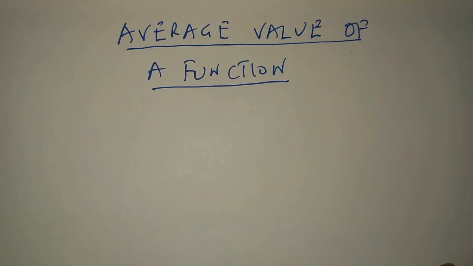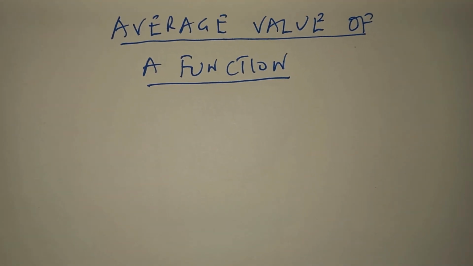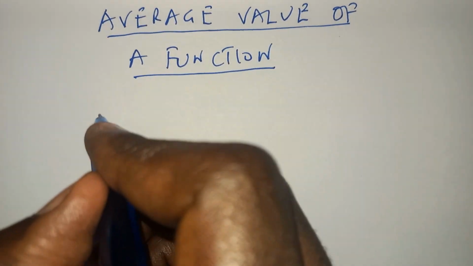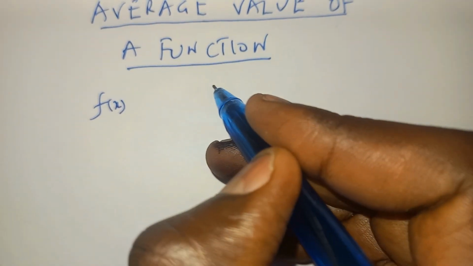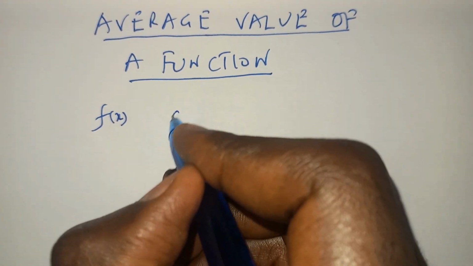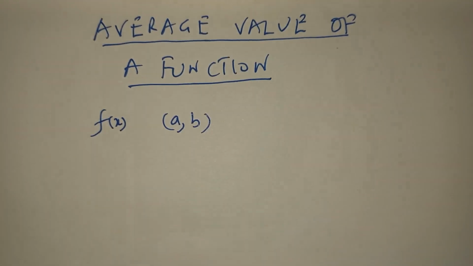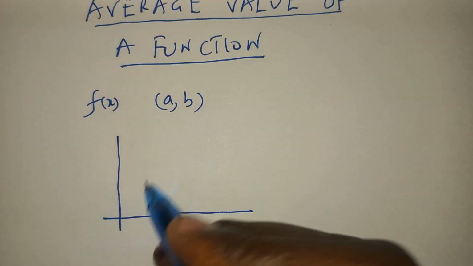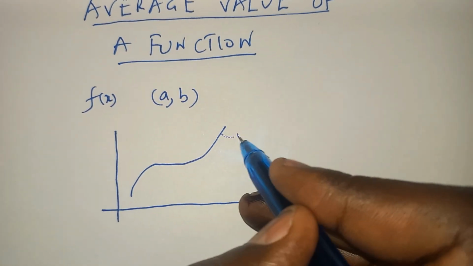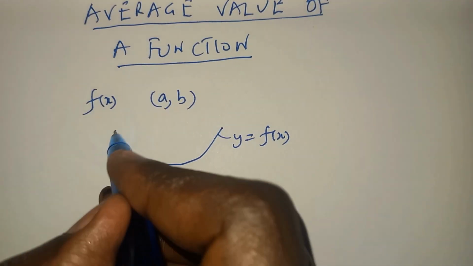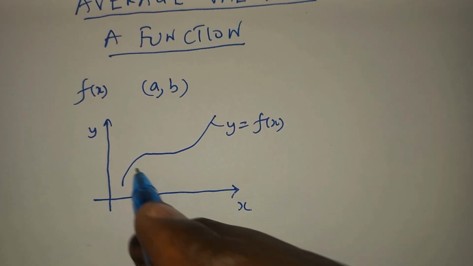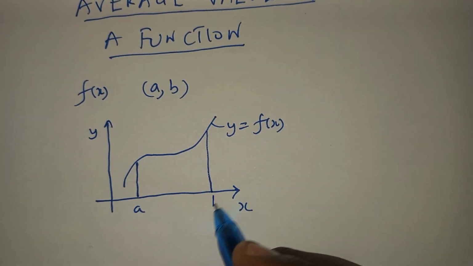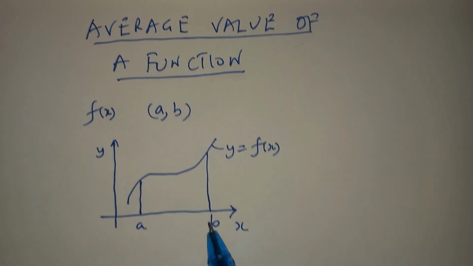Hi, today we want to talk about the average value of a function. Now, suppose you have a function f of x and that function is defined on an open interval (a, b) as shown on the graph below. So you have a function, y is f of x, this is the y-axis, this is the x-axis, and this function is defined on the interval AB.